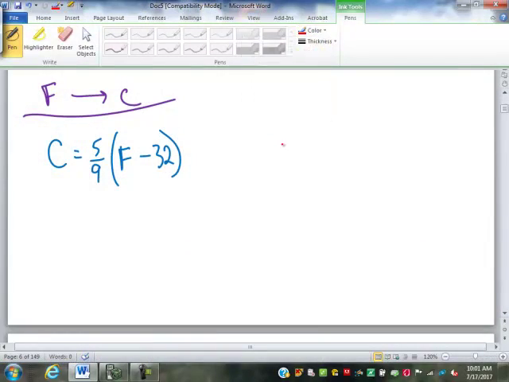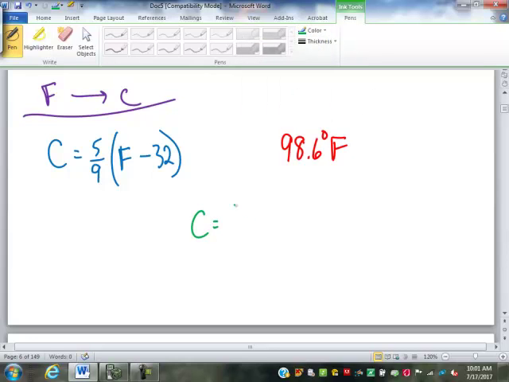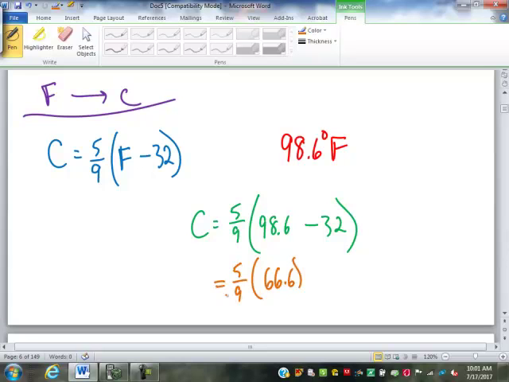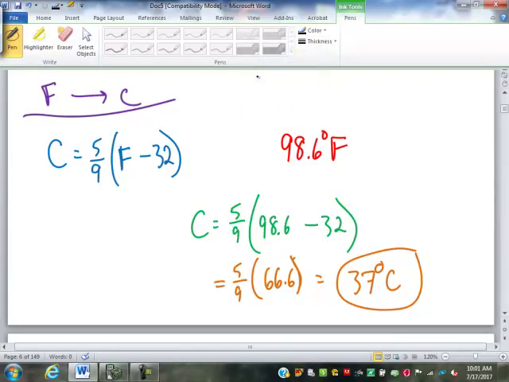So that means, let's take human body temperature. 98.6 degrees Fahrenheit. To convert that, we put 98.6 in where F is. We have to subtract 32, which is 66.6. Multiply 5/9 times 66.6. Or you could do 5 times 66.6 divided by 9. That is 37 degrees Celsius. So human body temperature, 98.6, is 37 degrees Celsius.